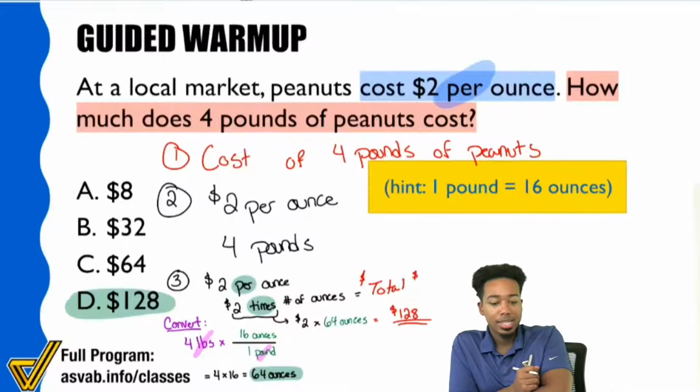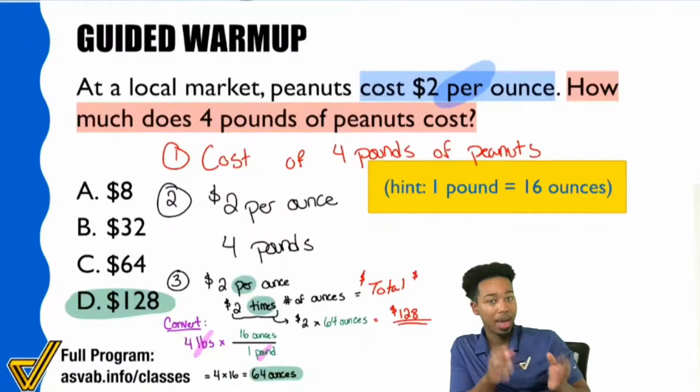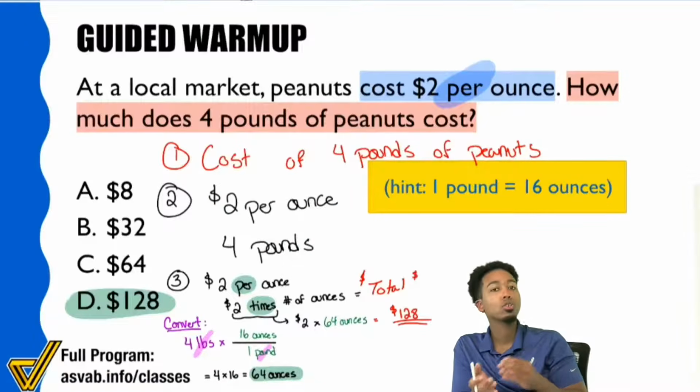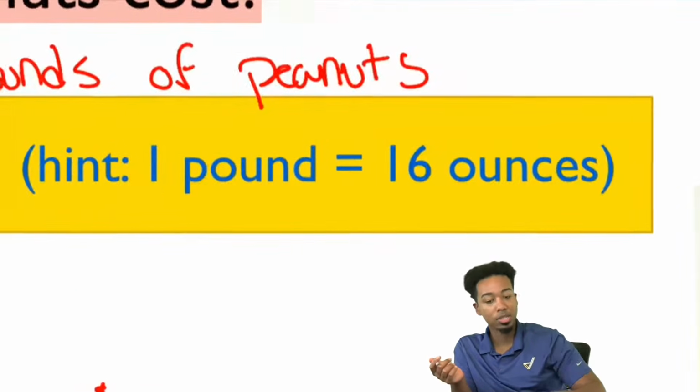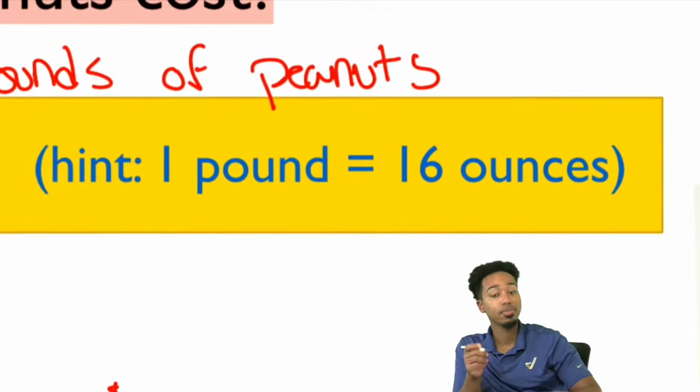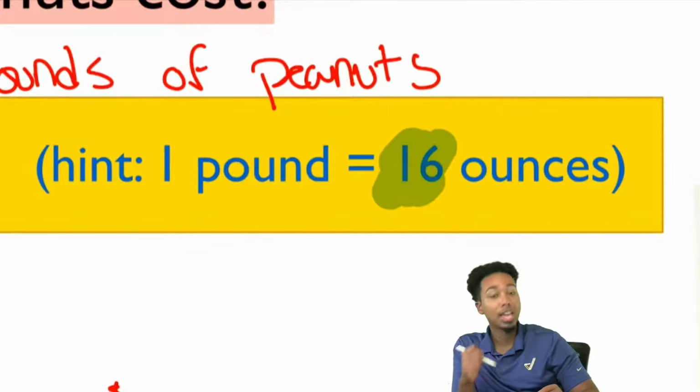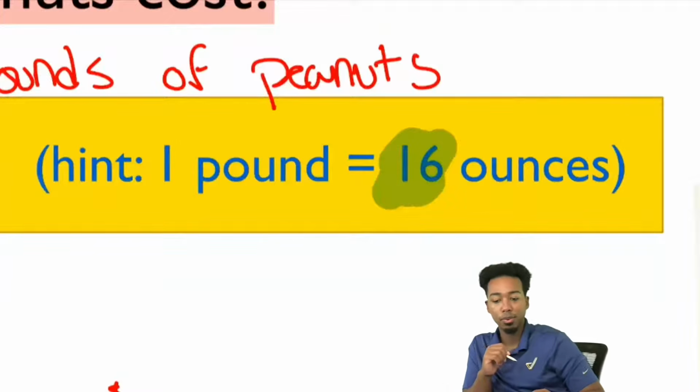Juliana, how did I get the 16 ounces? The way that I got the 16 ounces is the conversion rate. What we realized was that we needed ounces, not pounds, to multiply by. So we converted the pounds to ounces. The conversion rate is 1 pound equals 16 ounces. So right here, that's where the 16 came from, that conversion rate.